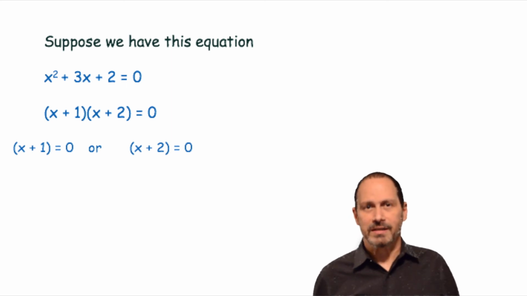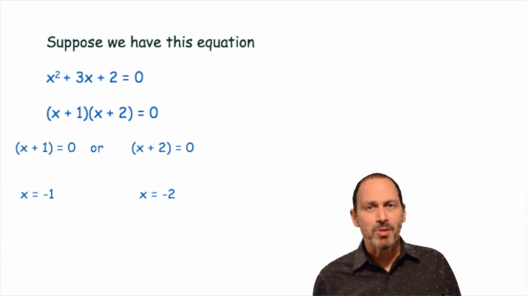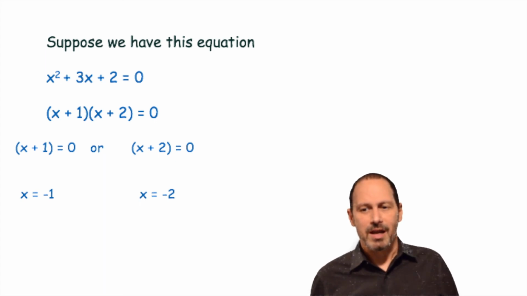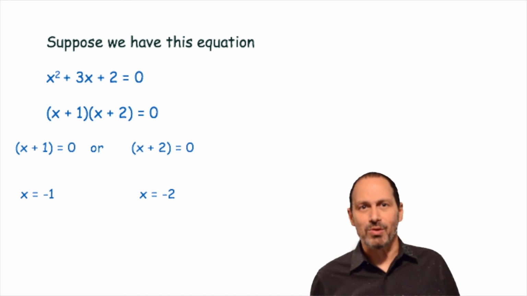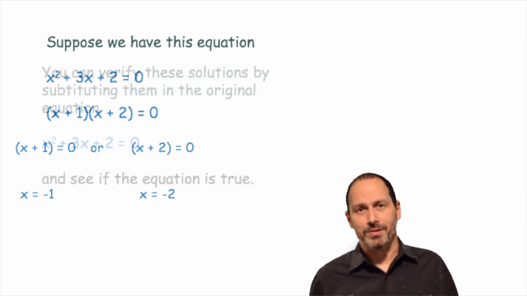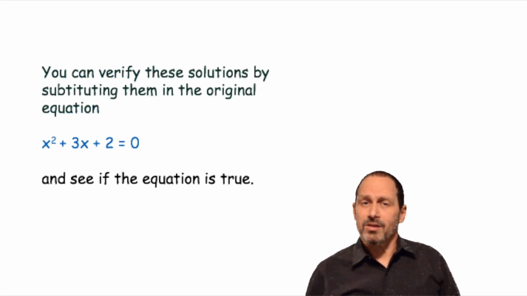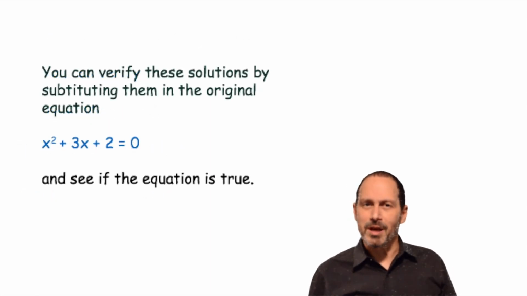We can infer that. So if x plus 1 is equal to 0, then x is equal to negative 1. On the other hand, if x plus 2 is equal to 0, then we know that x is equal to negative 2. So we have two solutions, negative 1 and negative 2, to this quadratic equation. You can verify these solutions by substituting them in the original equation and verify if the equation is true. You should try that.